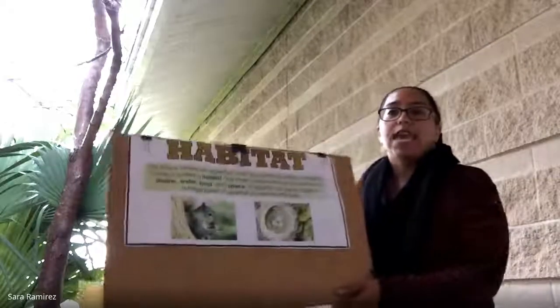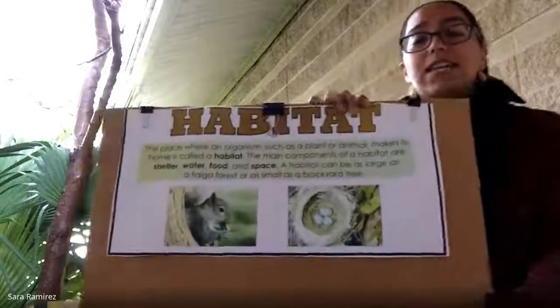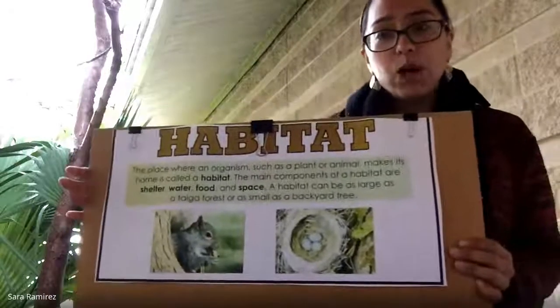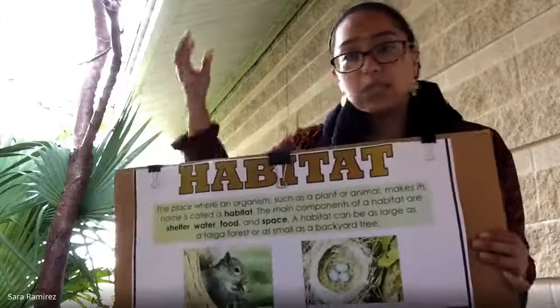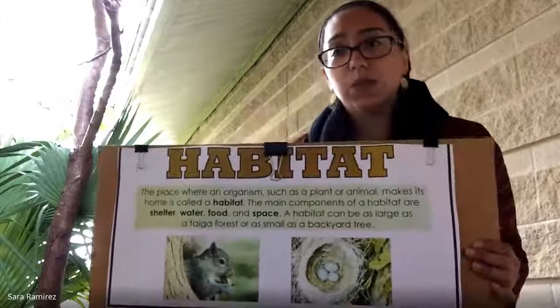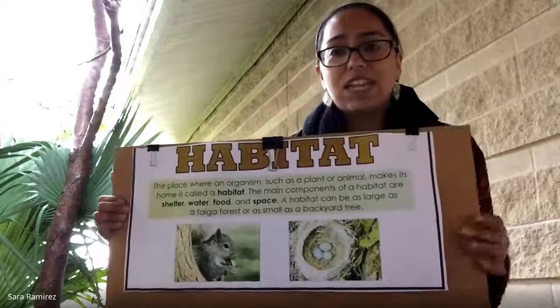You should probably already be familiar with this word. A habitat is simply the place where an organism lives. A good habitat has food, water, shelter, and space. A habitat can be something small, like a single tree, or it can be something large, like the forest that we have across the street. So think of a habitat as just an animal's address.